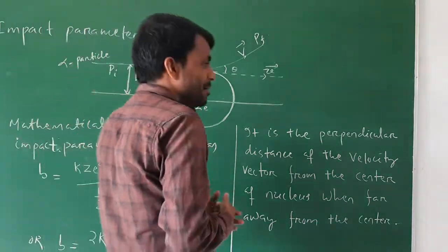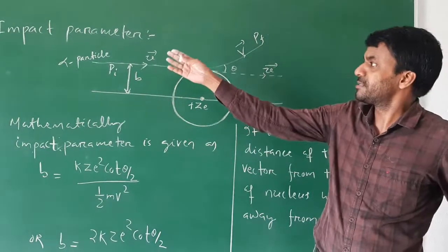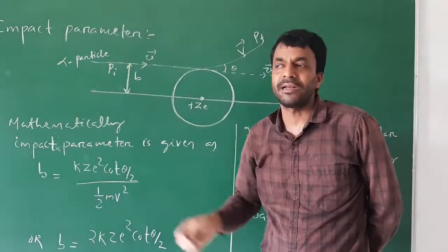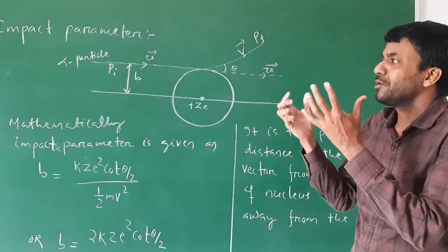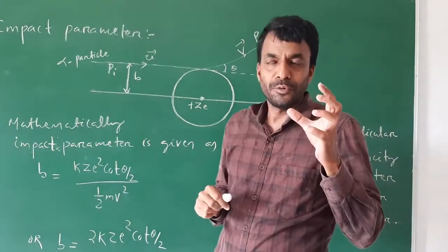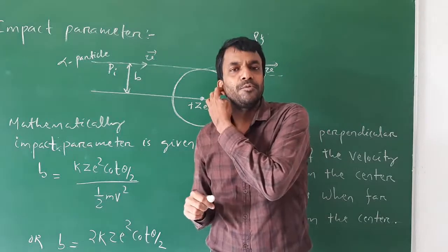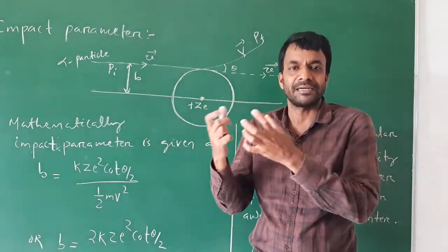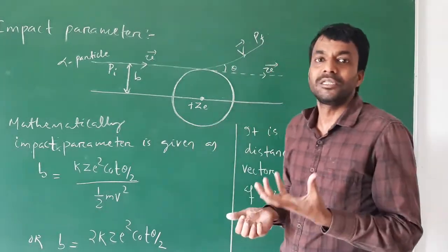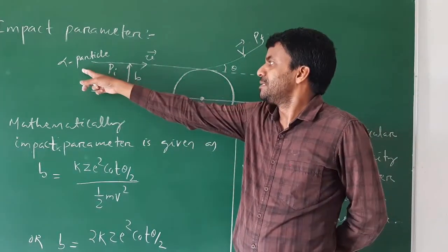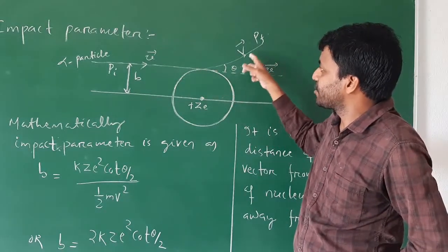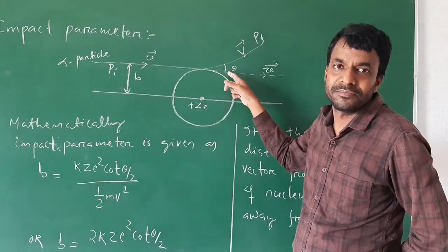Okay, the next part is the impact parameter. What is the definition of impact parameter? Before coming to the definition, let me explain. In the Rutherford experiment, when alpha particles are bombarded on the gold foil, some of the alpha particles are scattered, making some angle.